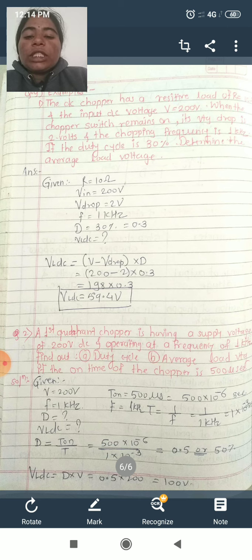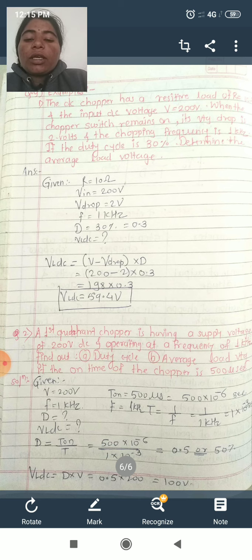Now, see problem number 2. First quadrant chopper is having the supply voltage 200 volt DC and operating at a frequency of 1 kilohertz. We have to find out duty cycle and average load voltage, if the on time of the chopper is 500 microsecond. Write down given data. Given data is 200 volt is the voltage. T on time 500 microsecond, convert it into second. You will get 500 into 10 raised to power minus 6 second. Frequency is 1 kilohertz, convert it into hertz. You will get 1 into 10 raised to power 3 hertz.